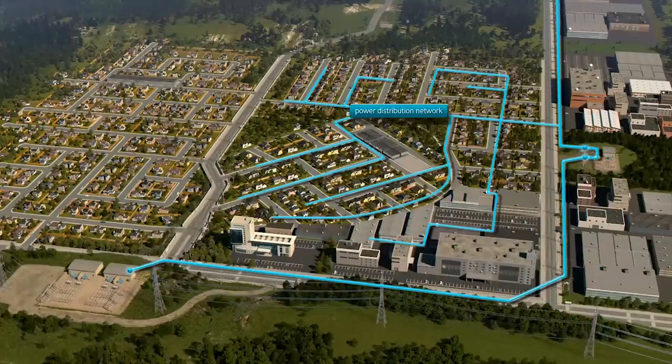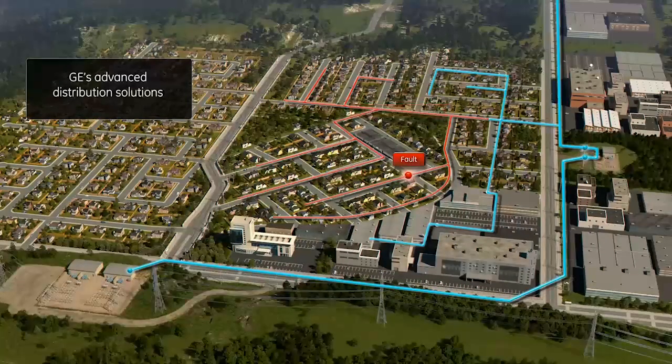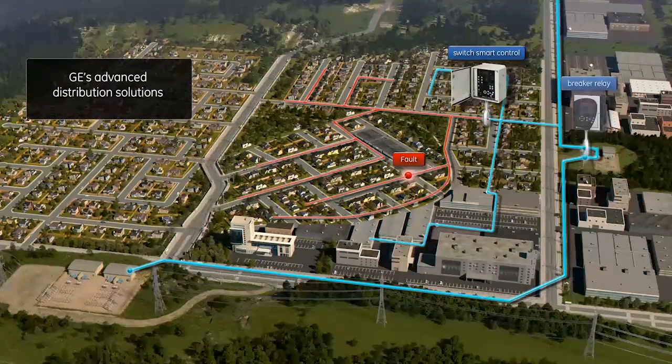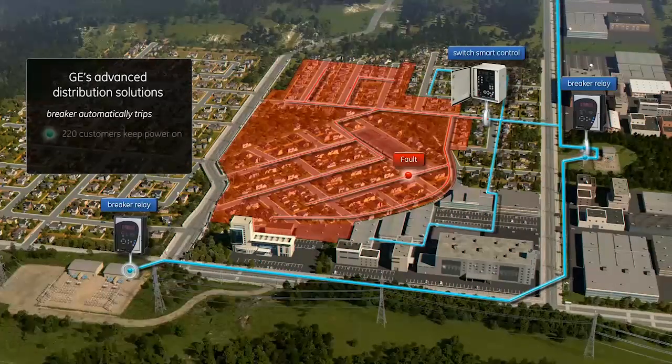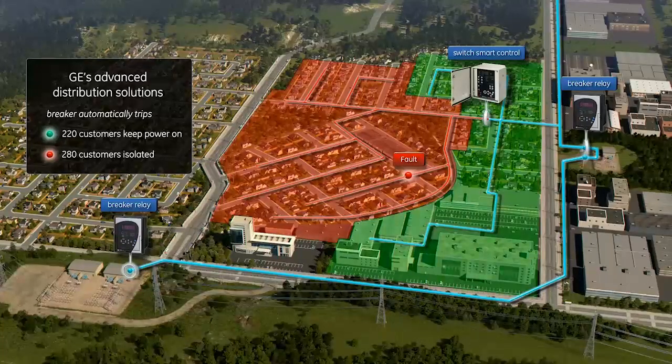Let's take an in-depth look at how GE's solution works. A fault occurs on a main segment of a distribution line, causing an unplanned power outage. GE relays and smart controllers for breakers, reclosers, and switches execute a coordinated scheme to identify and isolate the fault. Of the 500 customers on this circuit, only 280 suffer this initial power outage. With GE's solution, the customers upstream from the fault experience only a brief interruption in power.